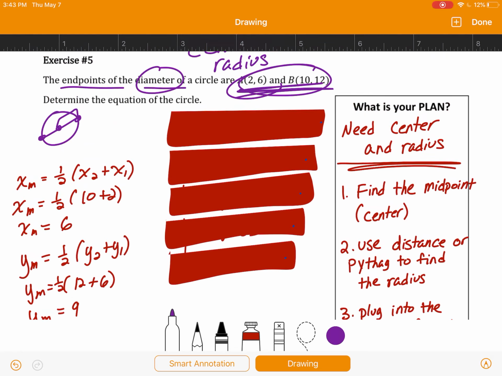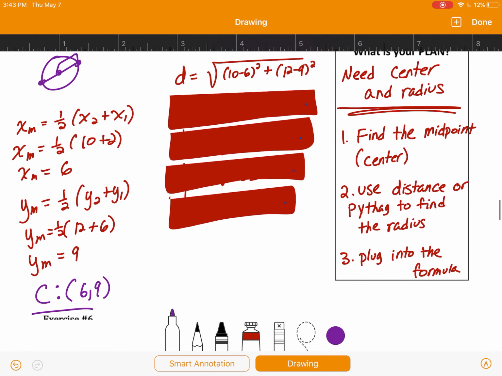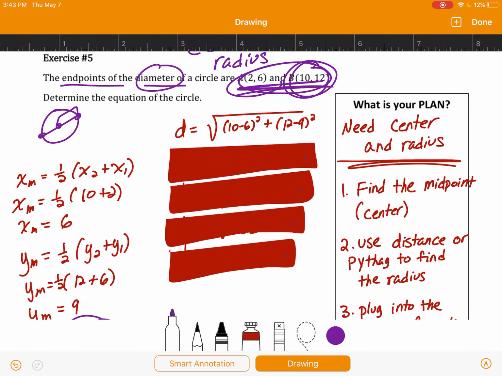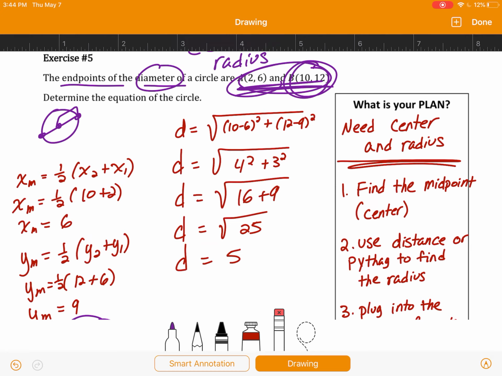It doesn't matter which one you use. For me, I chose the second one, (10, 12), and (6, 9), and I plugged those into the distance formula, and then I got the radius. So again, if you want to take a second and try it on your own, make sure you get the correct answer, and then unpause the video and see what you get. All right, so the distance between the center and a point on the circle is 5.